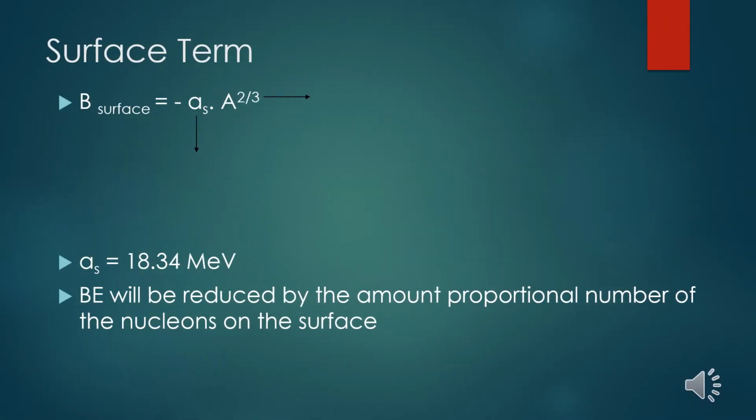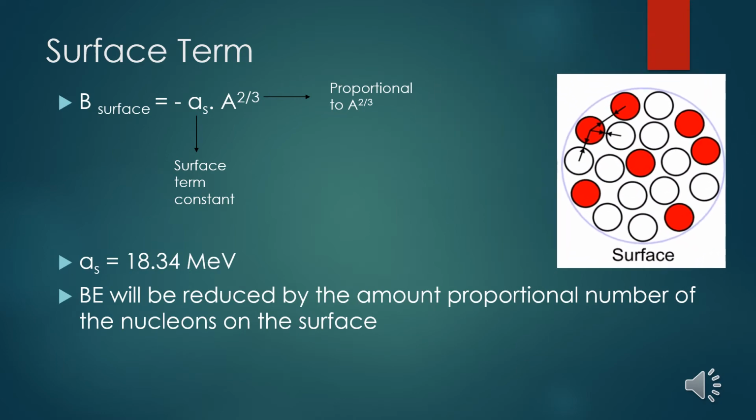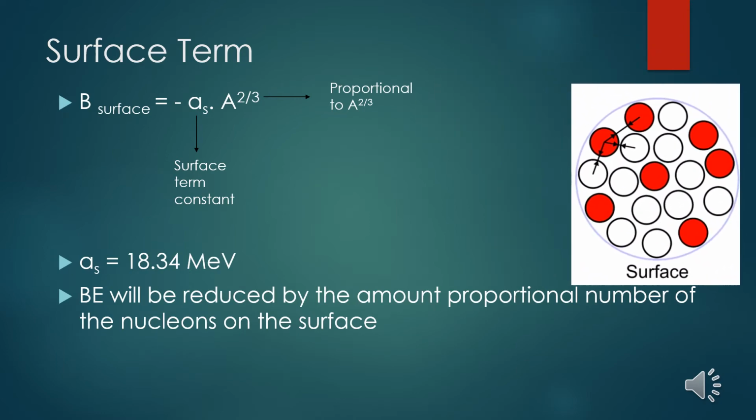The second term is the surface term. The surface term states that the nucleons at the surface of the liquid drop only interact with other nucleons inside the nucleus, so the binding energy is reduced. The binding energy is reduced by an amount proportional to the number of nucleons on the surface. From this term, we get the equation where binding energy equals negative surface term constant times A to the power of 2 over 3.